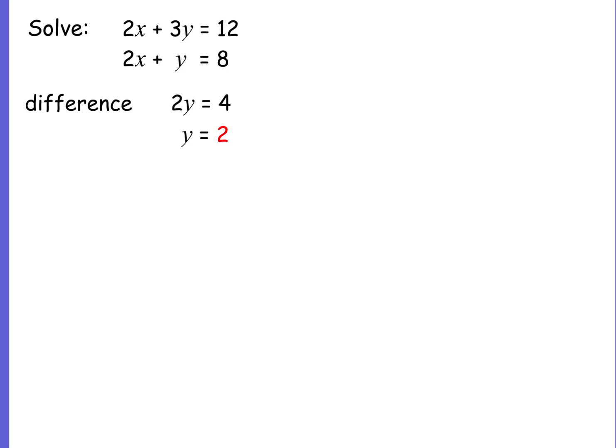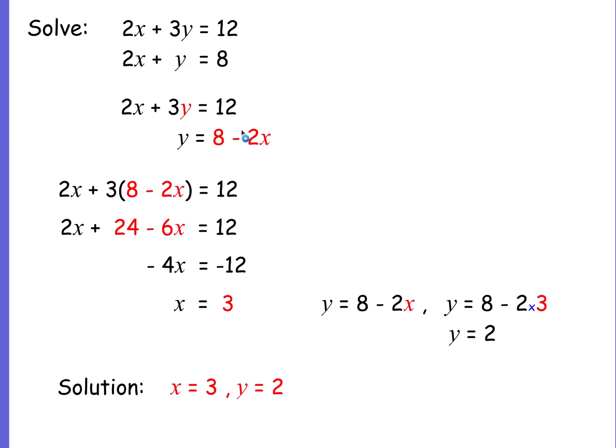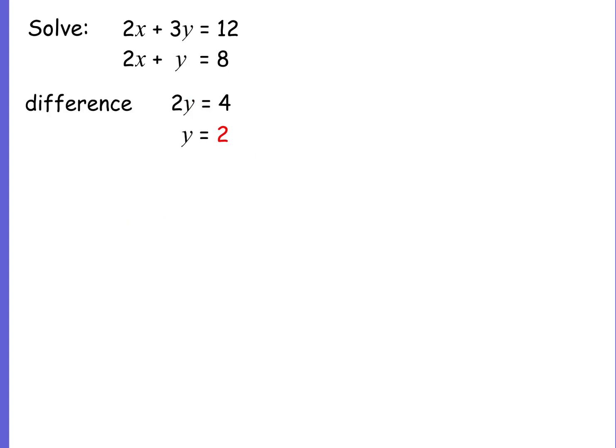So look how quick it was to find out one of the letters. This took a rearrangement, a substitution, breaking brackets and tidying up. Took all that just to find out x was 3, and then we could get y. Two lines, very simple lines. Now we know y, we can put y into this equation. It wouldn't matter which equation, it just looks the easiest with a single y there. So y is 2, 2x is 6, x is 3, that's it, done. Solution.